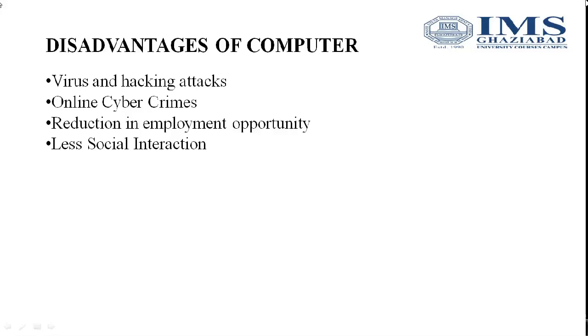Less social interaction. Today we are connected with people through WhatsApp, Facebook, Instagram, Twitter. But with the evolution of computers, we have faced less social interaction, or we can say healthy social interaction. Earlier we went to people to meet them, but today we use WhatsApp and Instagram to talk to people. So we can say it has reduced healthy social interaction a bit.